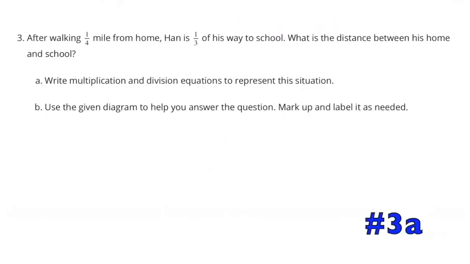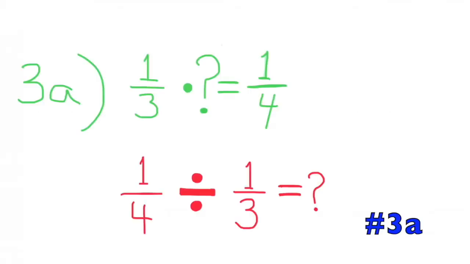Number 3. After walking 1/4 mile from home, Han is 1/3 of his way to school. What is the distance between his home and school? A. Write multiplication and division equations to represent this situation. 1/3 times what number equals 1/4, and 1/4 divided by 1/3 equals what number?